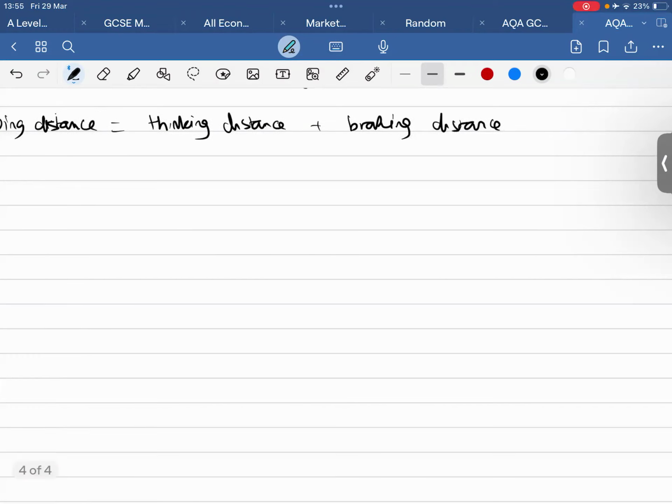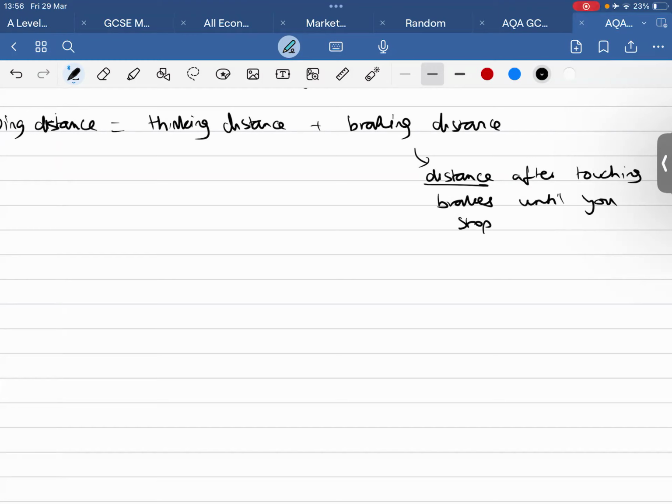Okay. So braking distance is the distance after touching the brakes until you stop. But don't say the time after touching the brake until the time you stop. That wouldn't make sense. It's the distance.